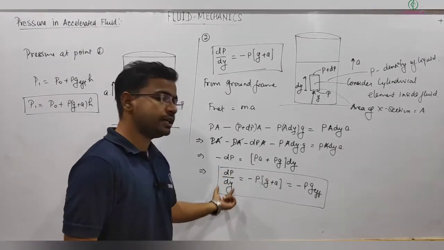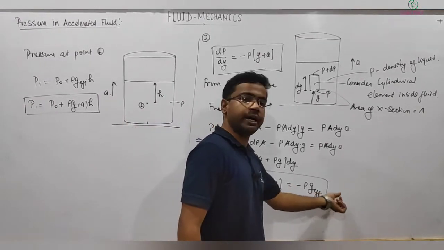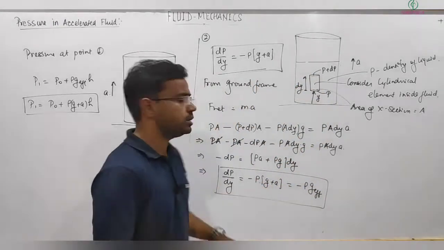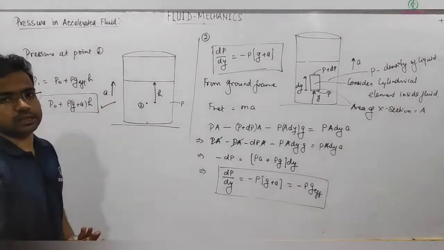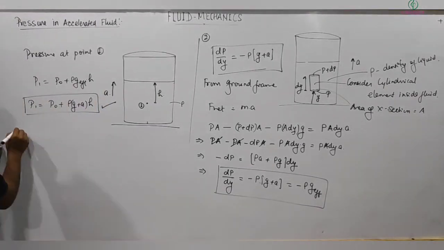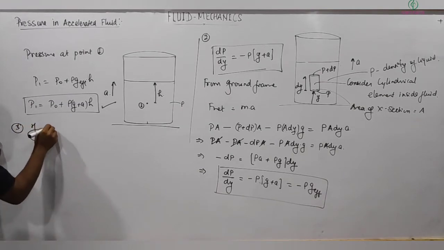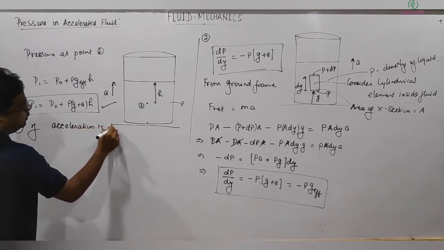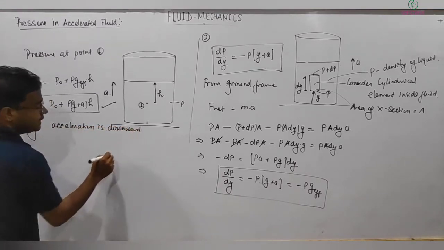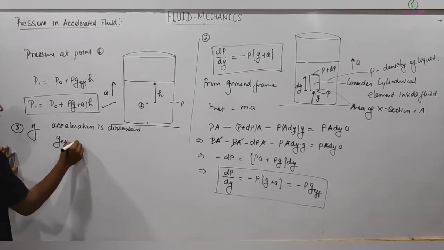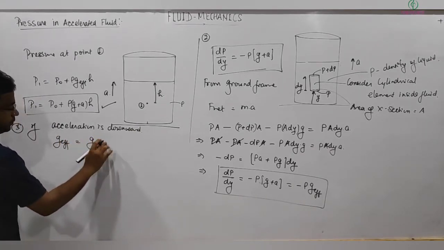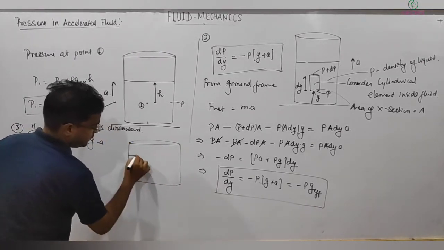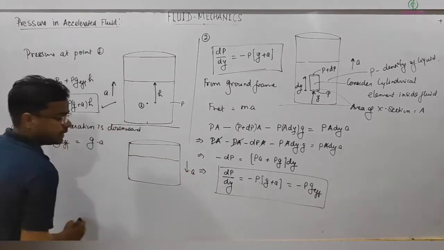You can get it by integration also, dp by dy, taking two points y1 and y2, one at the top surface with pressure P naught, and integrating, you will still get the same result. So this is the situation. Similarly, if the acceleration is downward, in that case g effective will be equal to g minus A. So the same container, filled up to here, has acceleration A downward.